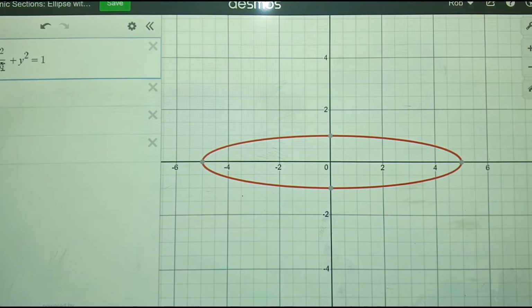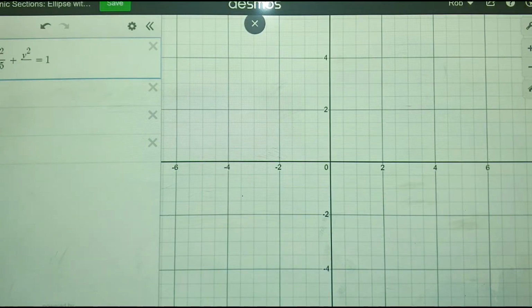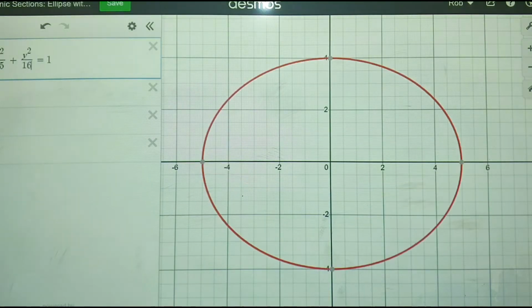So what's going to happen if I do that for y? Same thing. Let's make it 16. So from the centre to the y-intercept is the square root of 16. Done? Yeah. That's really, really easy.